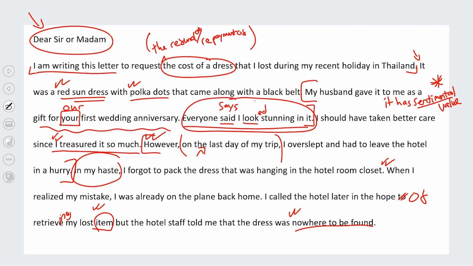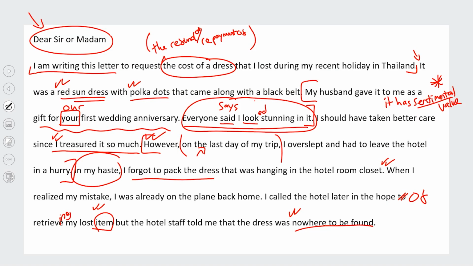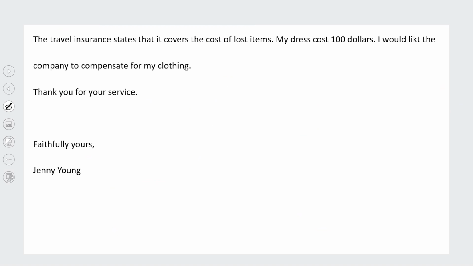If I'm being very picky, which I often am, I mean, does your travel insurance cover forgetting to pack the dress? I mean, I guess it might do. But this is following exactly what the task has done. So the task is asking you to explain how you lost it, and they've given a very clear sequence of events. They overslept, they forgot to pack the dress, they called the hotel, but the dress was missing. Okay, so I think that's excellent, no problem.